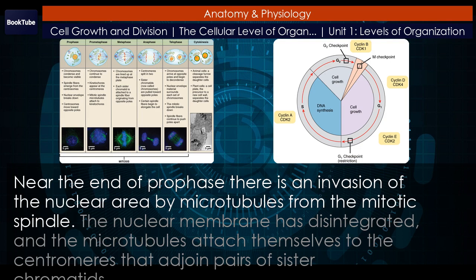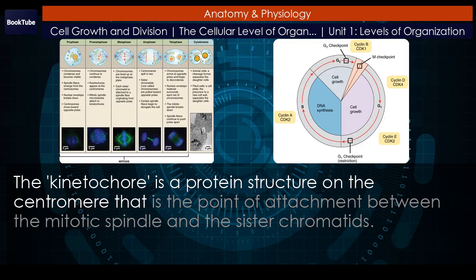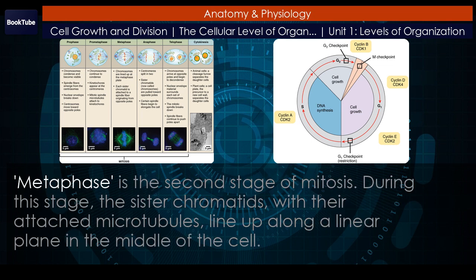The nuclear membrane has disintegrated, and the microtubules attach themselves to the centromeres that adjoin pairs of sister chromatids. The kinetochore is a protein structure on the centromere that is the point of attachment between the meiotic spindle and the sister chromatids. This stage is referred to as late prophase or prometaphase, to indicate the transition between prophase and metaphase. Metaphase is the second stage of mitosis.